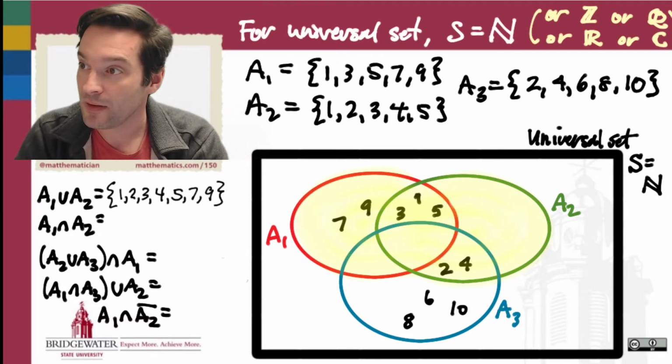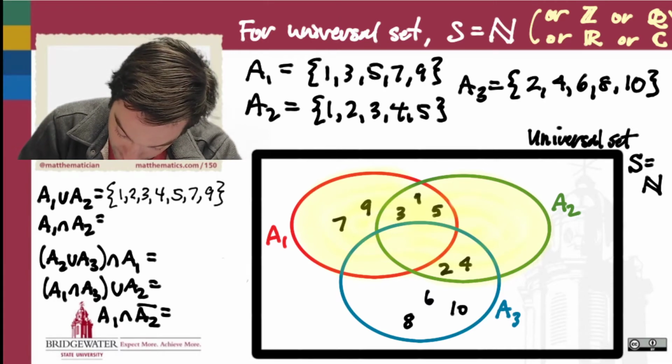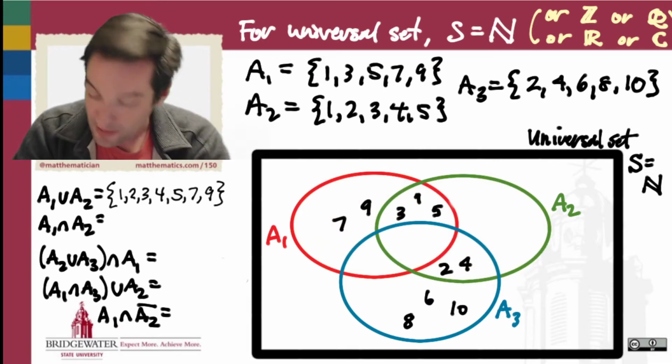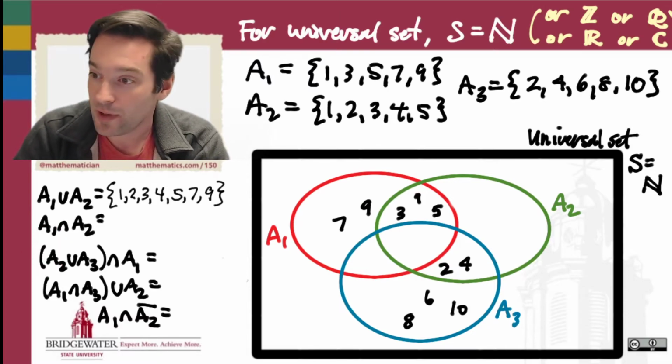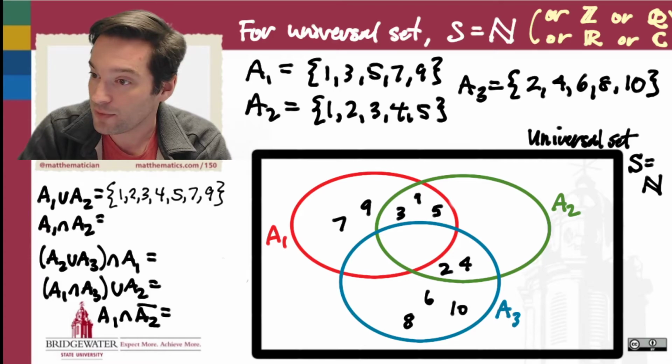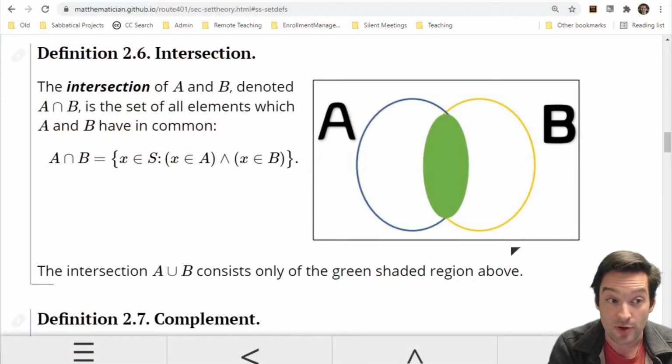Right? So that's for the union. Now, what about the intersection? So that's the second question here. A1 intersection A2. Going back to the definition one more time. The intersection of two sets consists of those elements in the universe whose membership in A and whose membership in B are both true. So they have to belong simultaneously to A and to B.